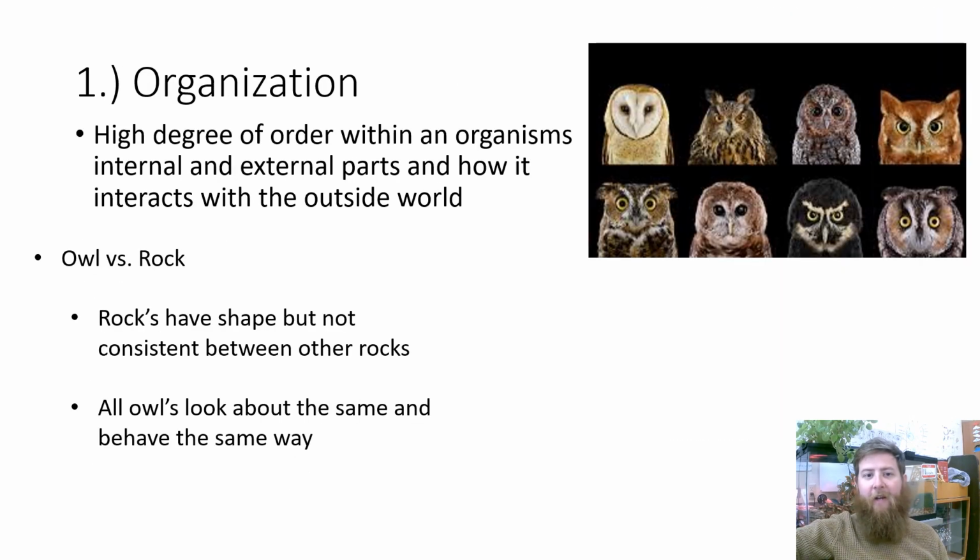So the first thing here is organization. This is that high degree of order within all organisms, internal and external parts, and how it interacts with the outside world. A tree looks like a tree because it has this organization. It has bark and stems and leaves and roots, things that you're used to seeing. In the example here, I use an owl. An owl is a great example for an animal, but plants are the same thing.